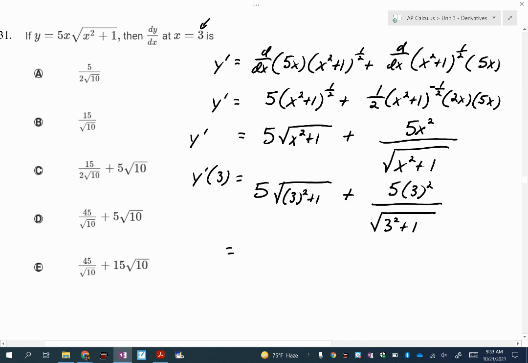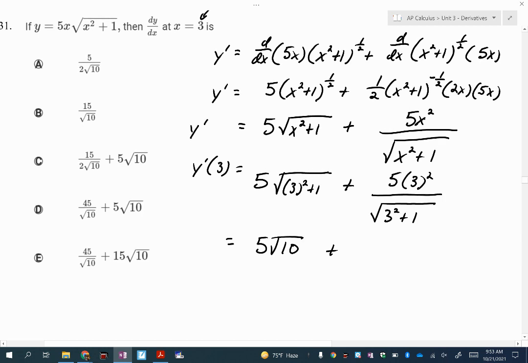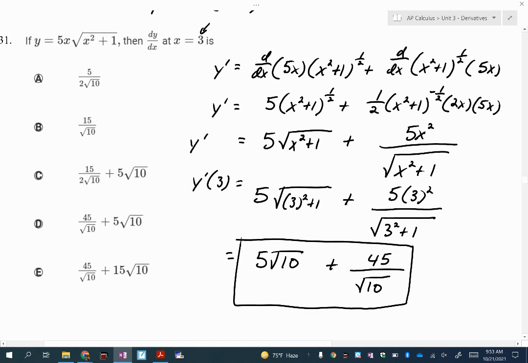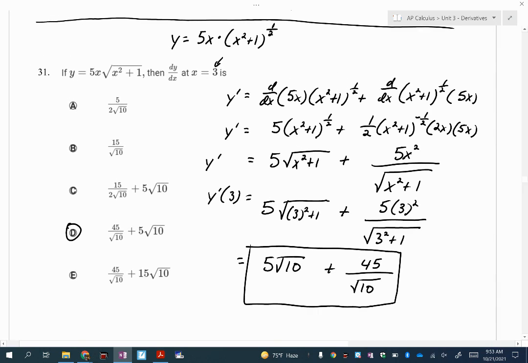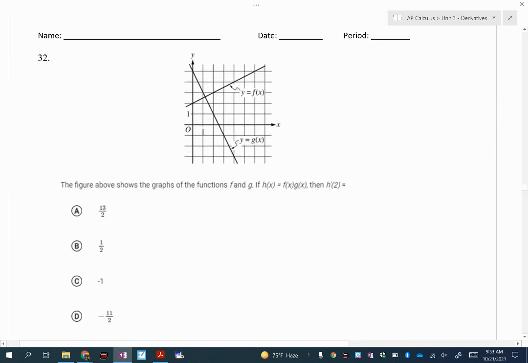So 3 squared is 9, 9 plus 1 is 10, so that's 5 times the square root of 10 plus 3 squared is 9, 9 times 5 is 45 over the square root of 10. So I'm looking for this answer, and look at all my answer choices. The only one that matches up is letter D. All right, that is 31. Let's move on to 32.